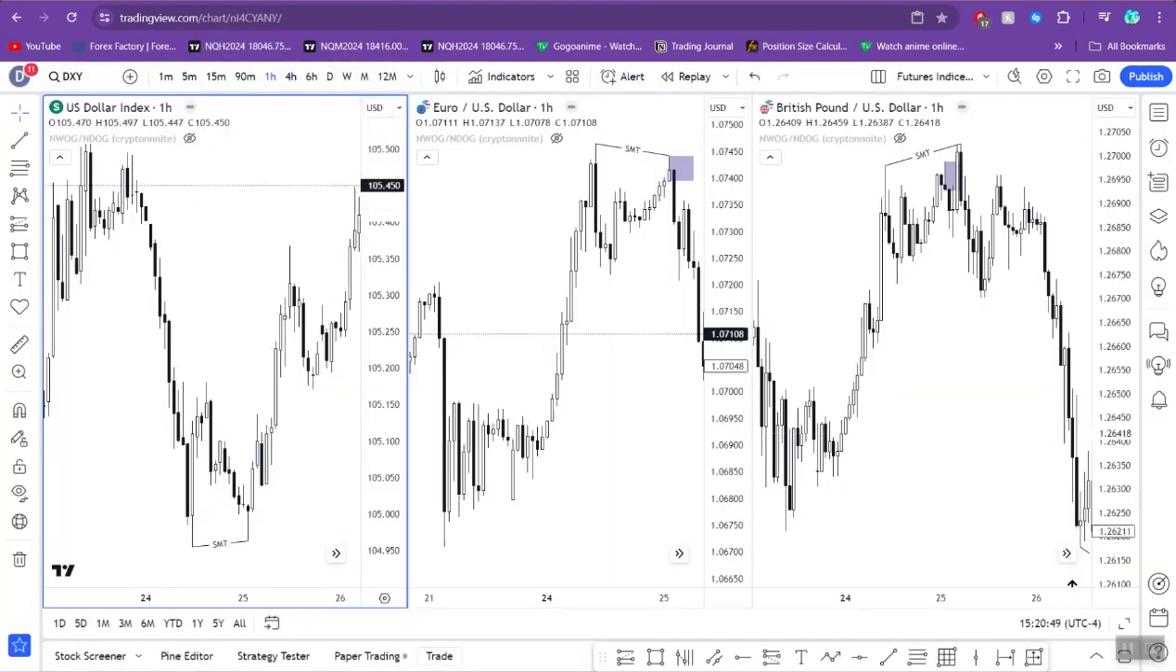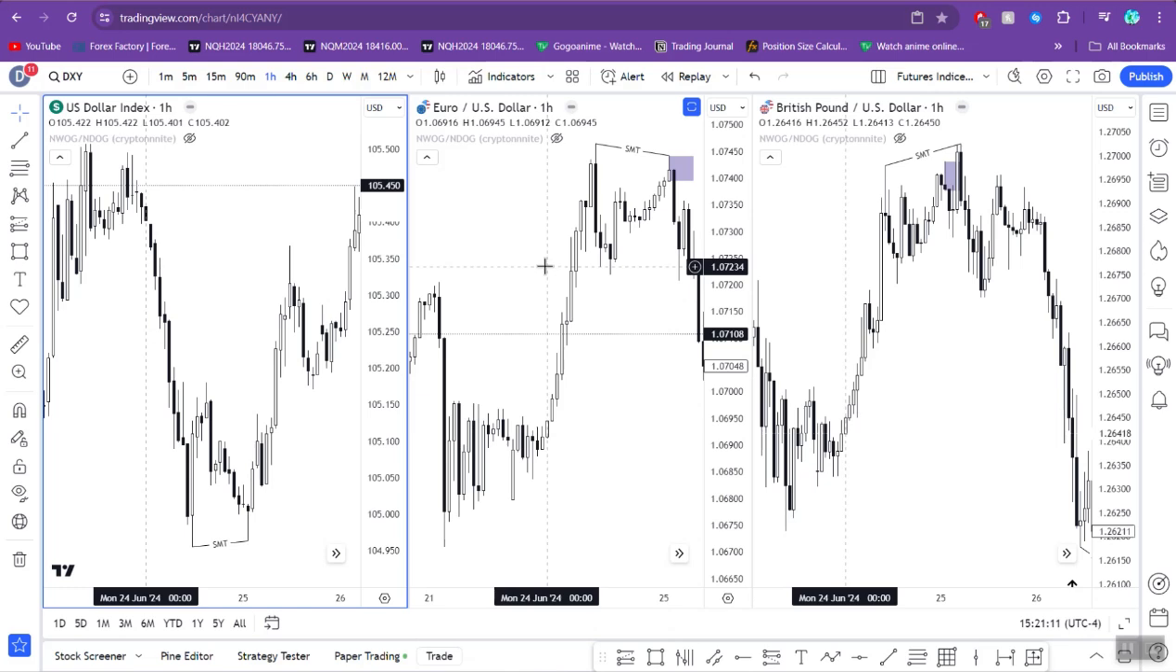Going to look at Forex, because I know some of you think that this only works in indices. It doesn't. It works in Forex as well. As you can see over here, dollar index is trading down, Euro USD is trading up, GBP USD is trading up, right?